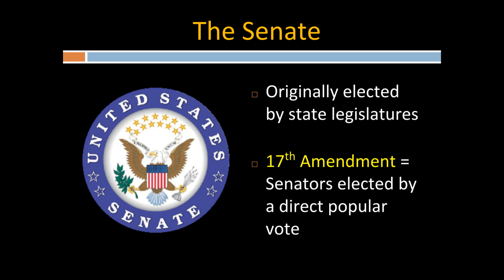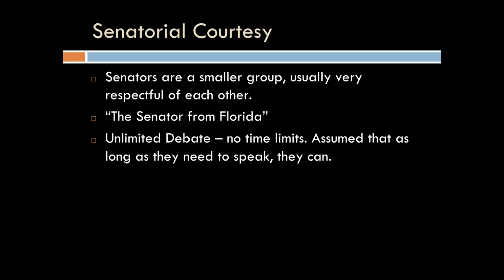Originally, the Senate was elected not by the people, but by the state legislatures. But the 17th Amendment changed that, and now we elect our senators in each state. One of the other things that's unique about the Senate is that they're a smaller group and they're supposed to be really respectful. Now, that doesn't always happen, but it's certainly different than in the House.